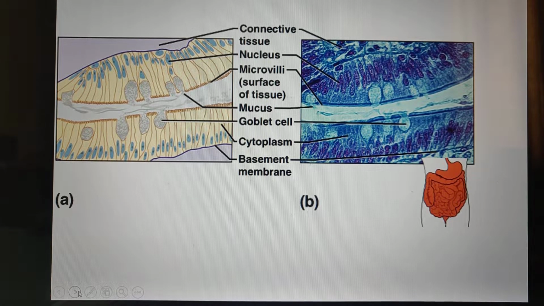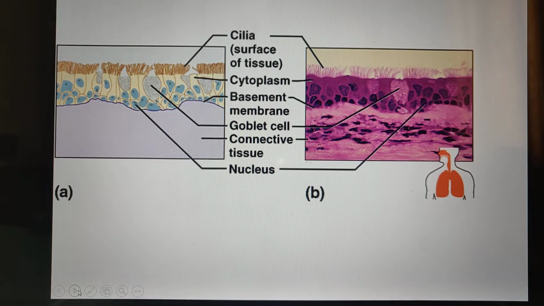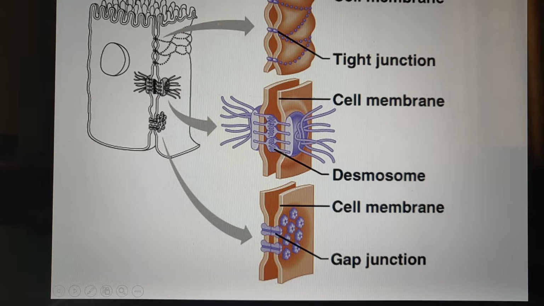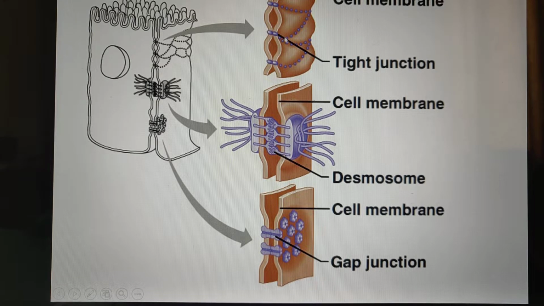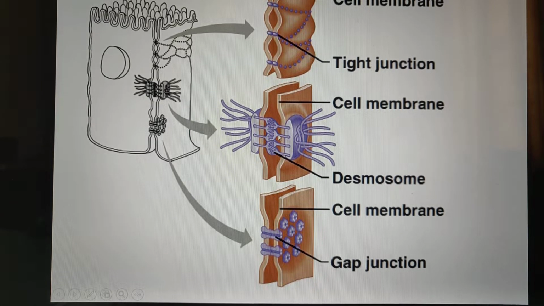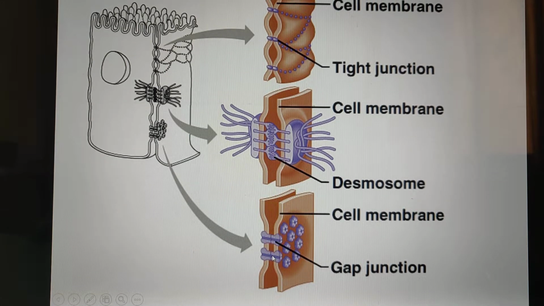Here you can see a diagram of the epithelium, different kinds of epithelia. Here is the cell membrane, and these are the tight junctions, which prevent leakage. This is the desmosome, which holds the two cells together, and the gap junction, which allows nutrients or waste products to diffuse from one cell to the other.